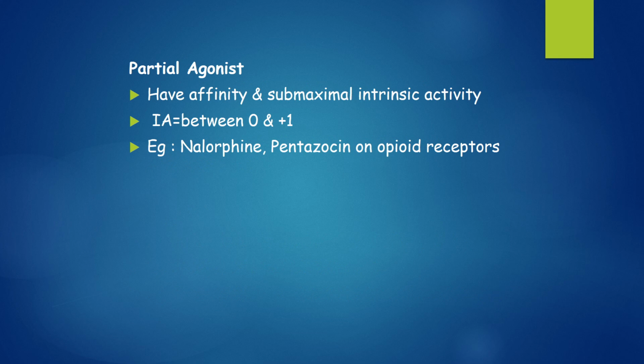Now another term, partial agonist. The other one was full agonist. Here it is a partial agonist. It has got affinity and sub-maximal intrinsic activity. So partial agonist means it has a few intrinsic activity. When the partial agonist is attached to a receptor, there will be no 100% agonistic action, but a small amount of agonistic action. Here the intrinsic activity will be between 0 and plus 1. Example, nalorphine, pentazocine and all, they are mixed agonistic or partial agonistic drugs. They have some agonistic action, but there will be no 100% agonistic activity like our morphine on the opioid receptors.